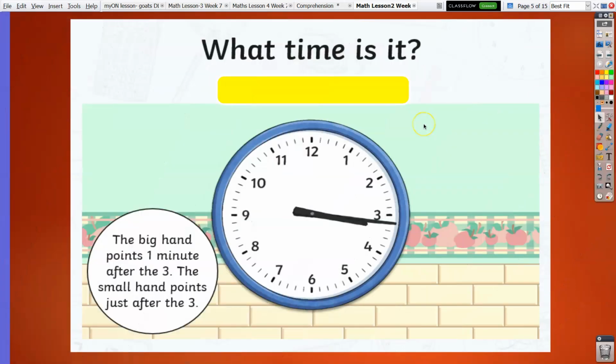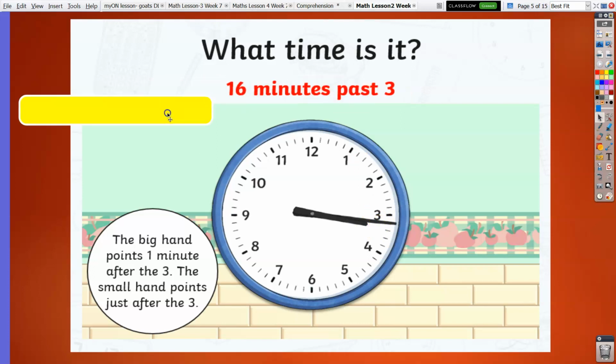Now, let's take this as an example. What time is it? We all know that the long hand tells about the minutes and the short hand tells about the hour. Telling the time in words, we say the minutes first before the hour. So count the number of minutes past because it is on the right side. So we have 5, 10, 15 and an extra dot that makes it 16. So it is 16 past 3. Let's see if I'm correct. 16 minutes past 3. Correct.